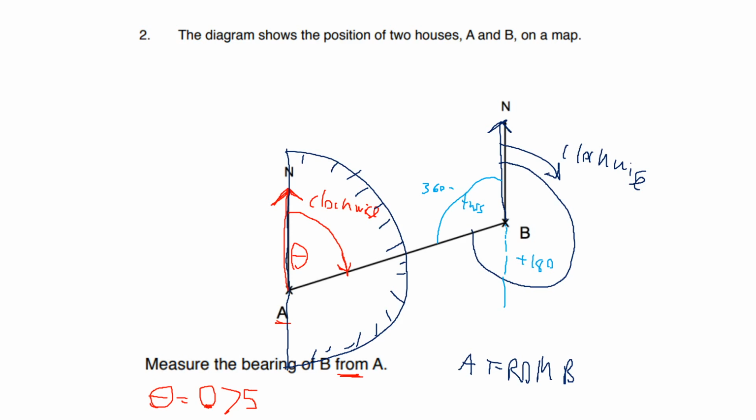I'm going to do this method purely because in an exam you might make the mistake of forgetting to subtract from 360. And also, if you guys notice, this is an alternate angle. So this is also 75. And so therefore, this bearing is equal to 75 plus 180, which is equal to 255 degrees.